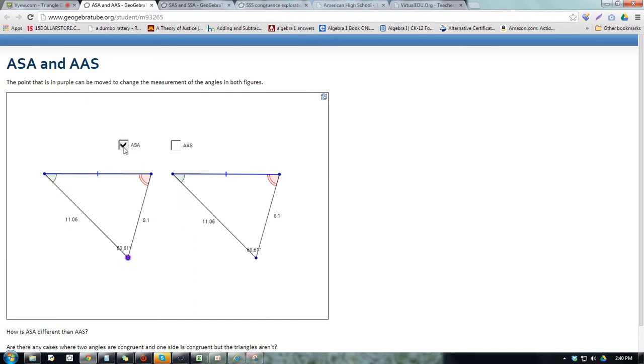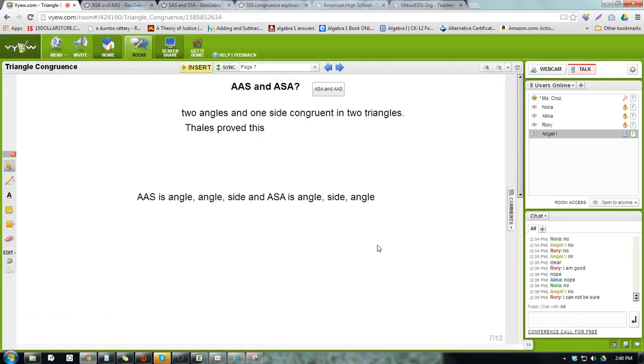First, you can look at ASA, where the two angles are on each side of the line. And then you can look at AAS, where it's the line and then one angle is away from the line. So experiment with those. Move the points around to see if you can find triangles that aren't congruent. And remember, just like before, if you find two that aren't congruent, you'll see two lines in one of the diagrams. I'll give you a couple minutes to play with that and we'll see what you found.